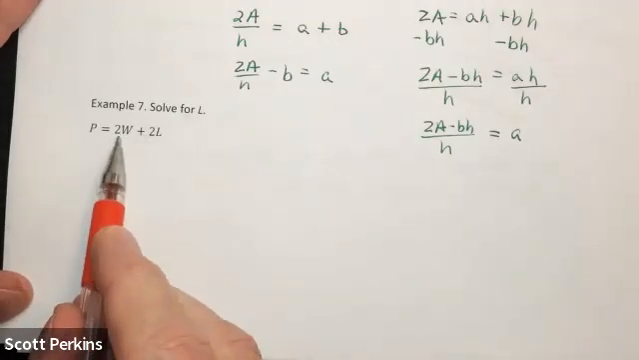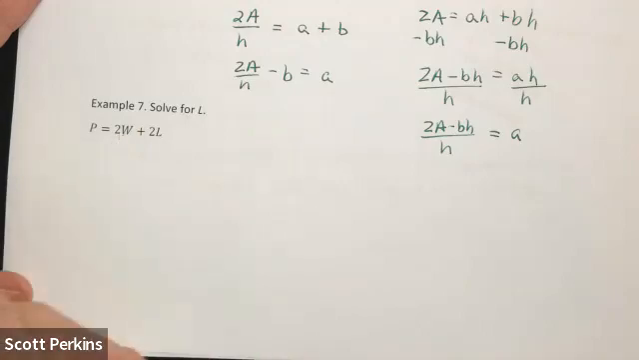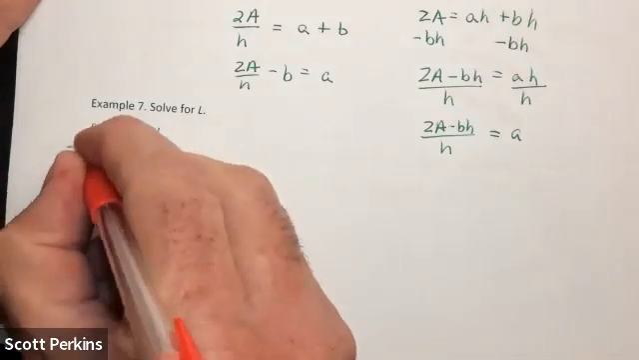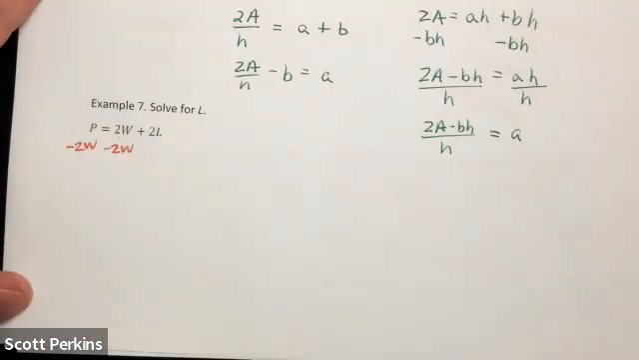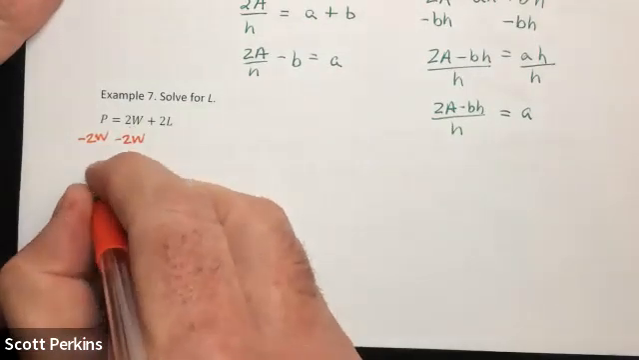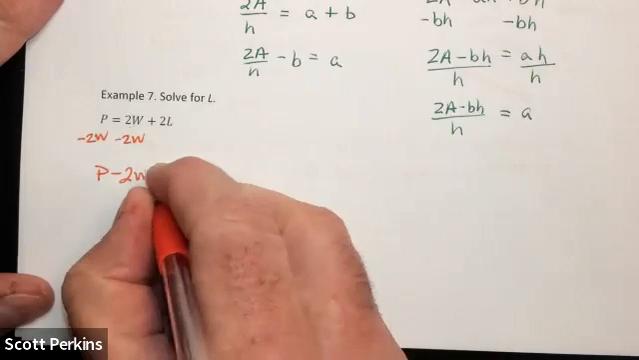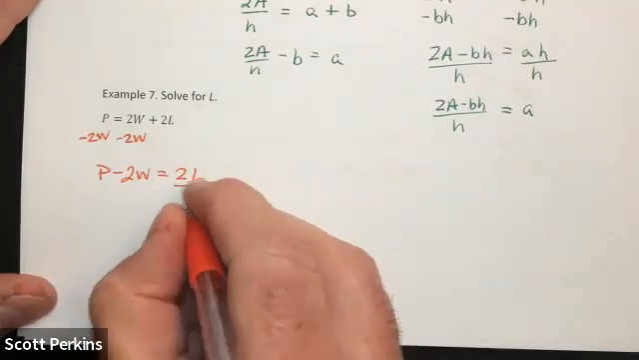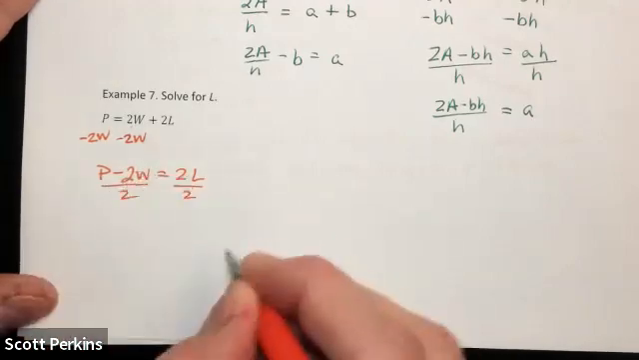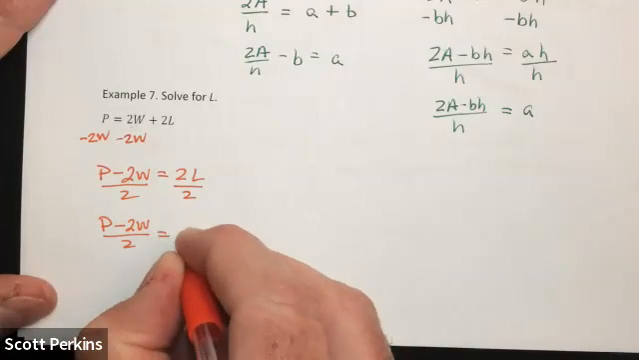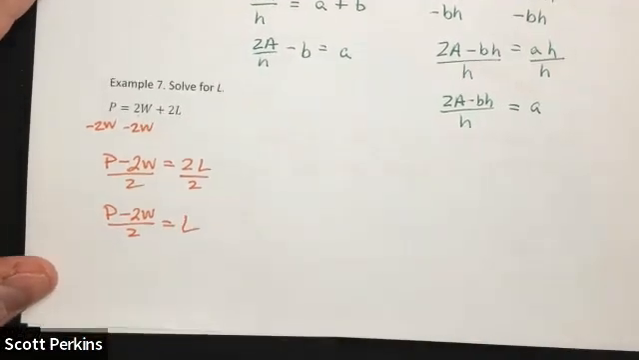I'm going to move the 2W instead. I'm going to move that whole term over to the left side of this by subtracting. So again, if you did it by dividing by 2 first, what you have is equivalent to what I have. Neither is righter or wronger than the other. So I've got P minus 2W is equal to 2L. Now I'm going to divide by 2 to get that L by itself. And there is my expression.